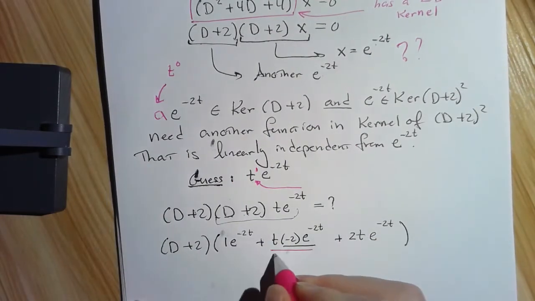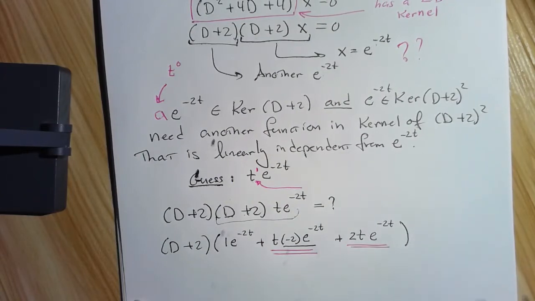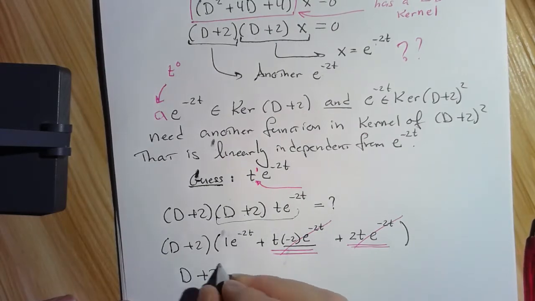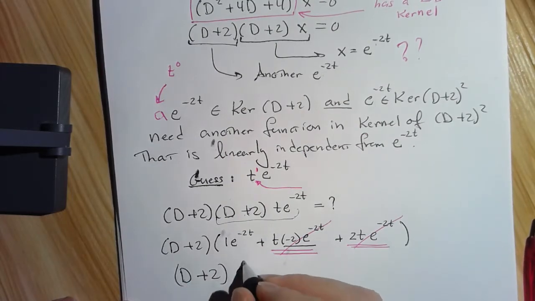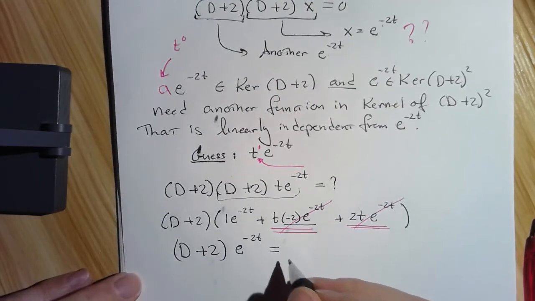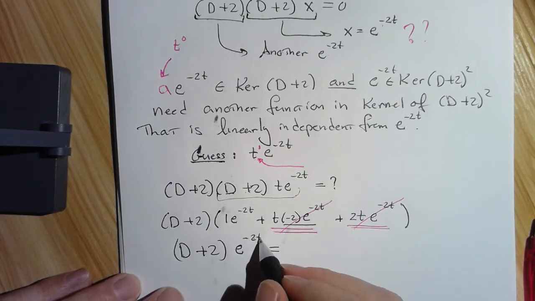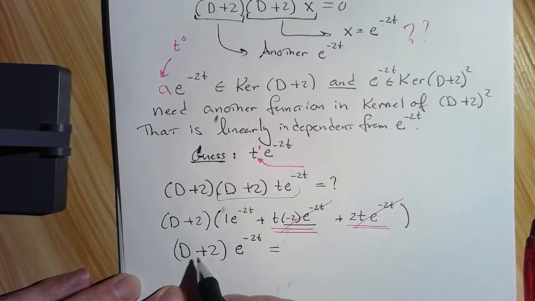Oh, well that's convenient. Look what happens. Those cancel. So what am I left with? I'm left with d plus 2 applied to e to the minus 2t, and I know what this equals. It equals 0. How do I know that? Because e to the minus 2t is in the kernel of this operator. And you can check it, it equals 0.